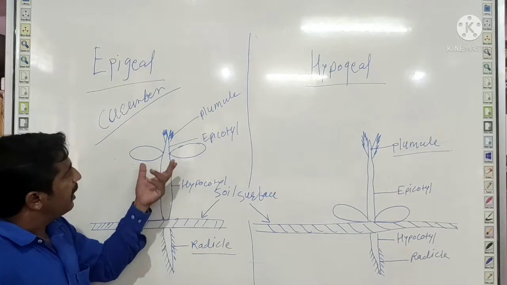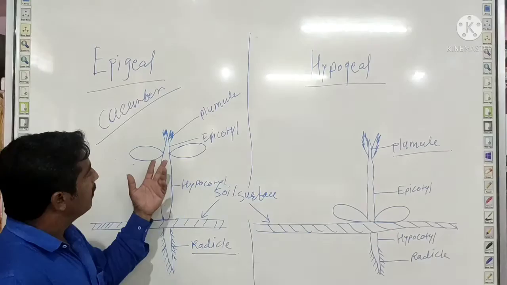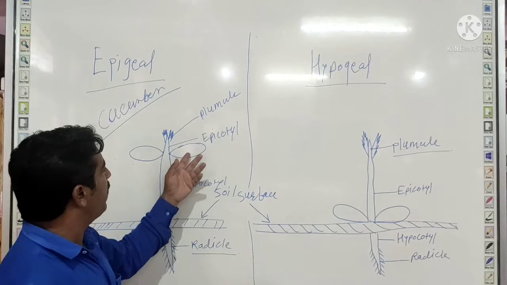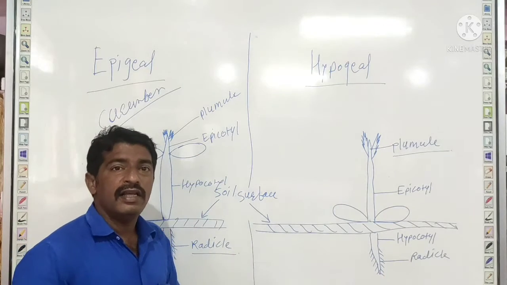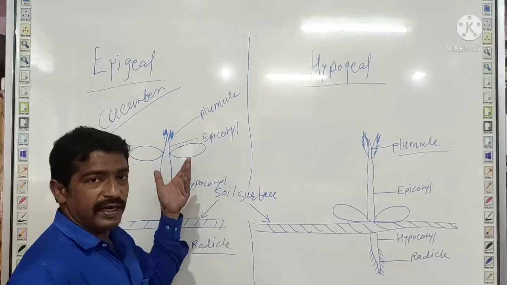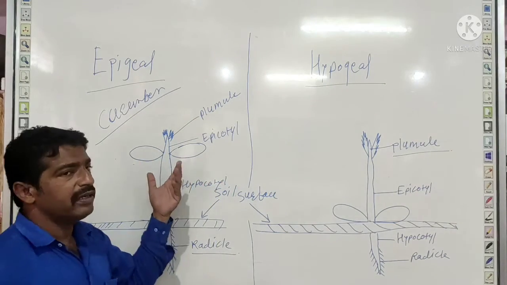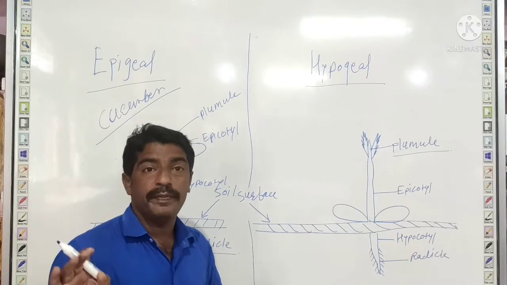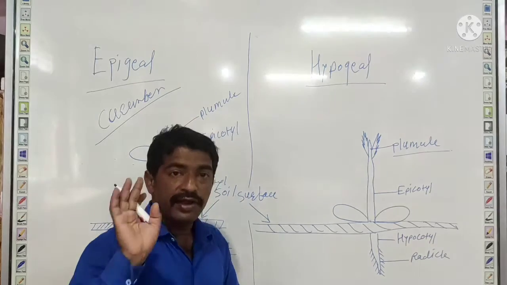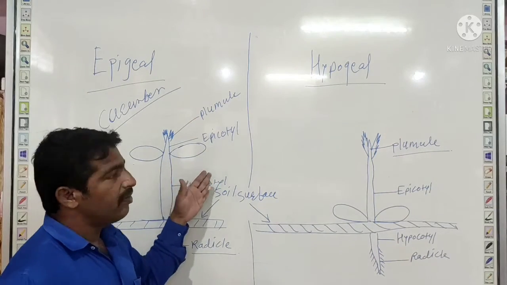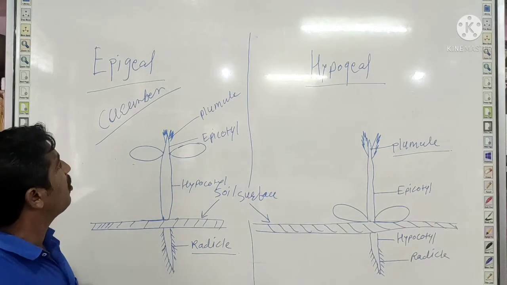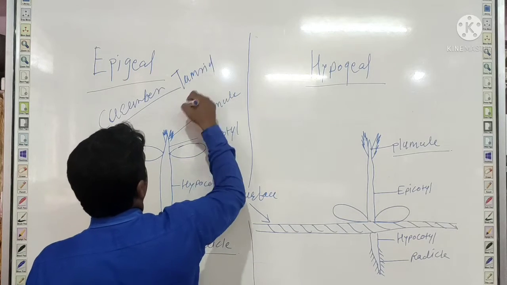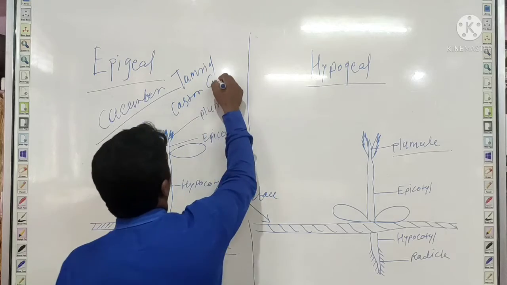In some plants, the cotyledons may be papery and thin. When they are papery and thin, they become green and leafy. Some plants have very thick cotyledons. In such plants, the cotyledons do not become green and leafy, but they shrink and fall down. This type of germination is observed in cucumber, tamarind, castor or gourd.